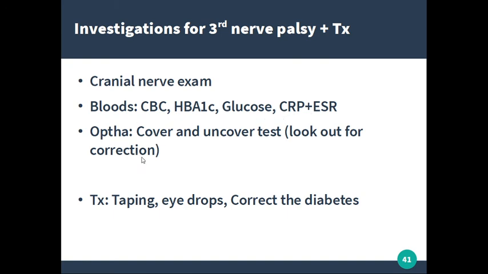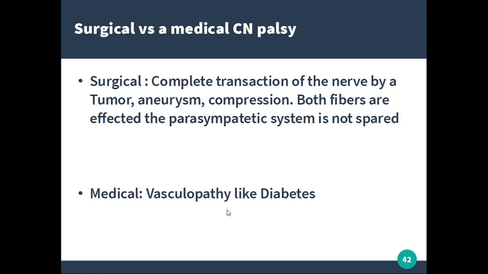Ophthalmologically, we can look at the eye, of course, fundoscopically to check whether there's any presence of optic neuritis, okay, or raised intracranial pressure, and in order to see whether or not the diplopia caused by the third nerve palsy corrects, we can undergo a cover and uncover test. Okay? Treatment usually is conservative. It involves taping the eye, drops, and correcting the diabetes. The major issue in this case is the diabetes of the patient.